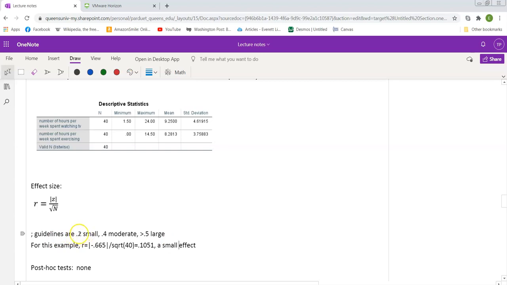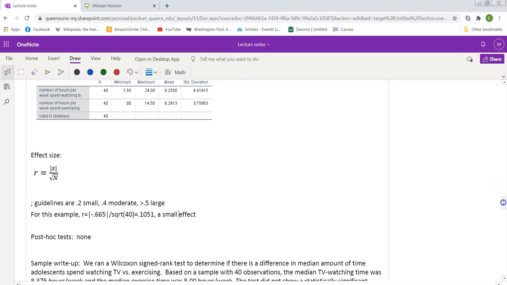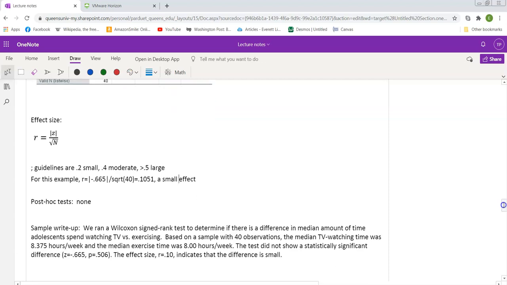So the guidelines here, with the usual caveat that these are very rough guidelines and you really should be paying more attention to the context in similar studies than to these guidelines, but here we get 0.1051, which is a small effect. Although typically if we fail to reject H0, I don't think it's that important that you state the effect size, but you can.